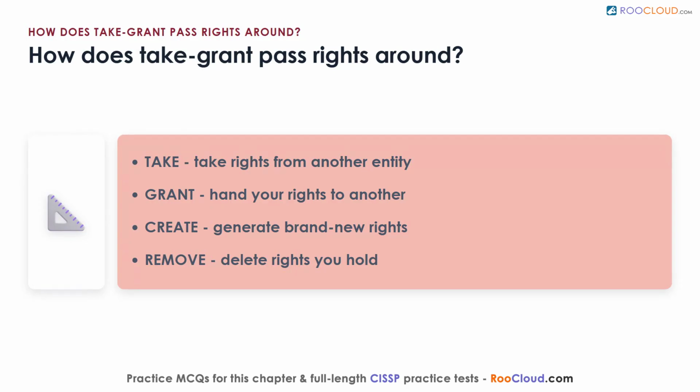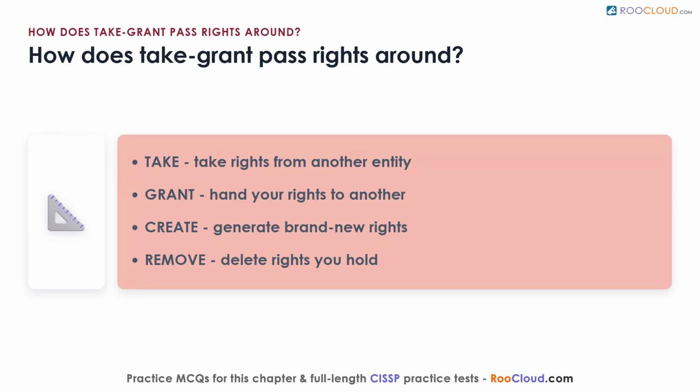You already see this in modern systems. When a user inherits permissions from a group, or a file inherits its access settings from a parent folder. Think of a set of keys. You can copy one for a colleague, take one that was offered to you, cut a new one, or throw an old one away.